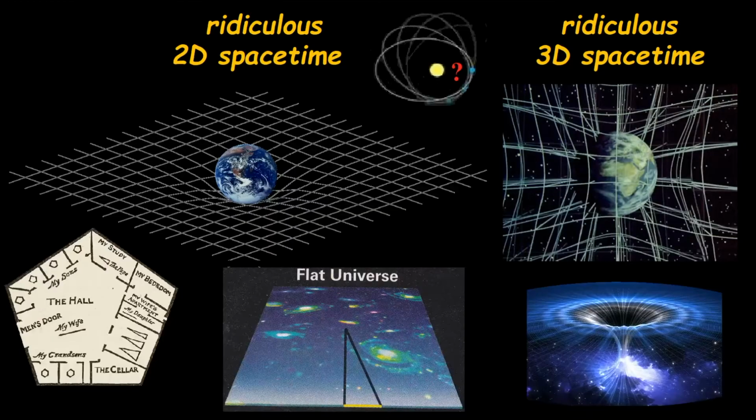Here's an example, okay? It's the famous spacetime, okay? And you have two versions of spacetime. You have the ridiculous 2D spacetime and the ridiculous 3D spacetime. And you can see that one is sitting on top of spacetime. The other one is drawing spacetime towards its center, in this case the Earth, right? And the question is, these two cannot both be right.